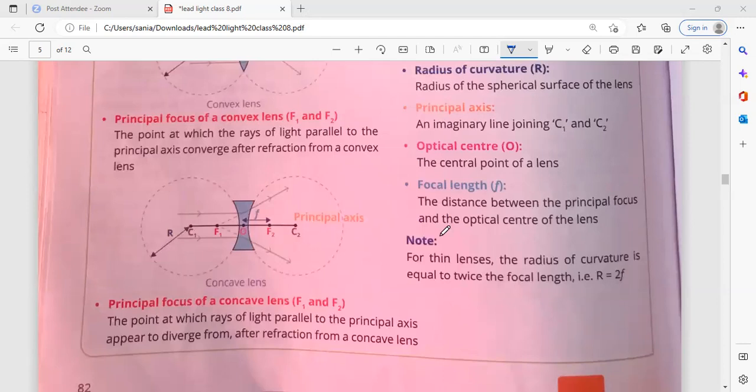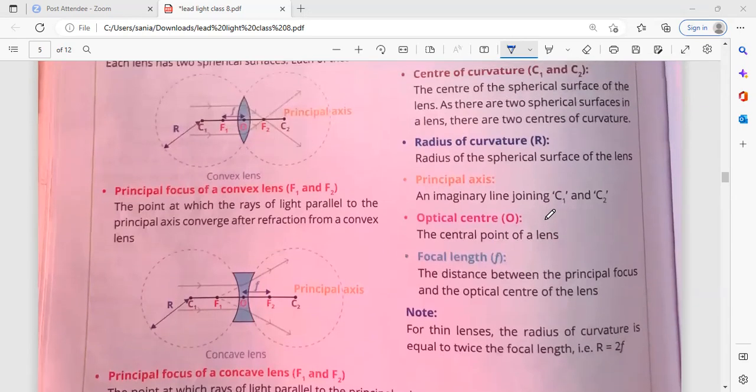In a convex lens, the principal focus converges the rays, and here the principal focus diverges them. Clear? And remember one thing: for thin lenses, the radius of curvature is equal to twice the focal length. Very, very important. So the radius of curvature will be twice the focal length. If it is 2f, it will be double of it. If it is 2, it will be 2 multiplied by this. Clear?